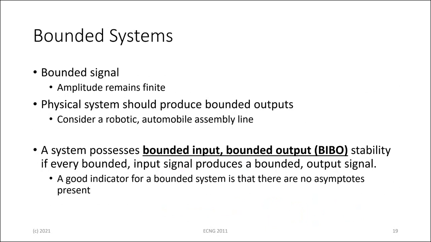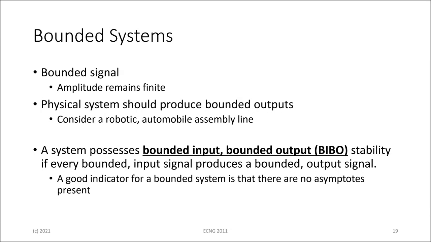And of course, bounded systems. Bounded systems simply mean that the amplitude remains finite. So with power systems, you have something that is operating on a 24-volt supply. It means that the amplitude of the output should never, in theory, go past 24 volts. Some physical systems should only produce bounded outputs.